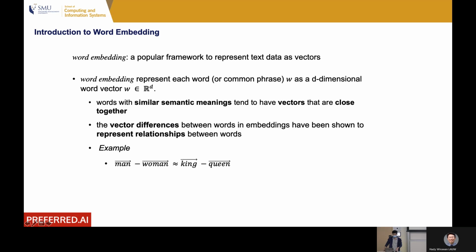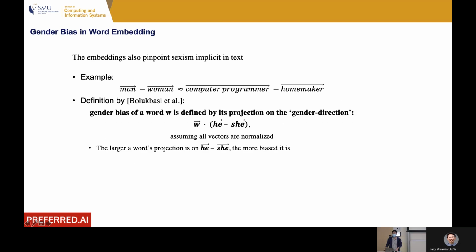The second characteristic is the vector differences between the word embeddings show some relationship between the words. For example, man vector minus woman vector is very close to king minus queen. However, previous research has shown that when learning word embeddings, the embeddings pinpoint the sexism implicit in the text. For example, man minus woman is very close to computer programmer minus homemaker. The problem here is they regard computer programmer as for men and homemaker as for women. But in reality, both men and women can be computer programmers, and homemaker can be both men and women.